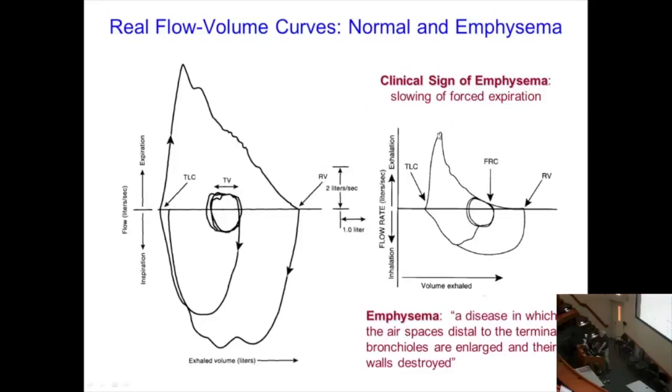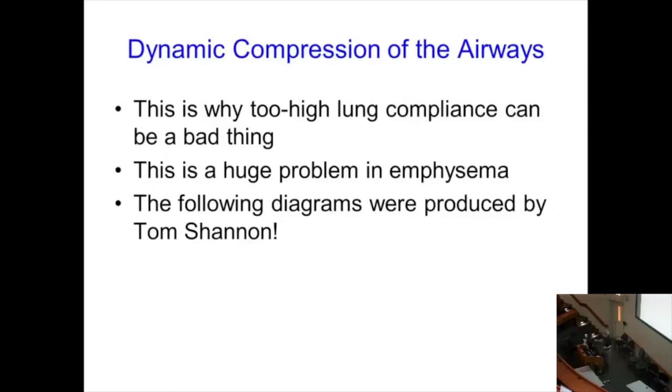With emphysema, we have this little spike of expiratory flow, but then the flow rate is very low over the rest of the range. And you can see that here we have our tidal breathing, and with a forced expiration, we're already down to what we were doing with just normal breathing. Okay, so this is due to dynamic compression of the airways, so let's try to understand this. Okay, dynamic compression is the reason that this too high compliance in emphysema is a problem.